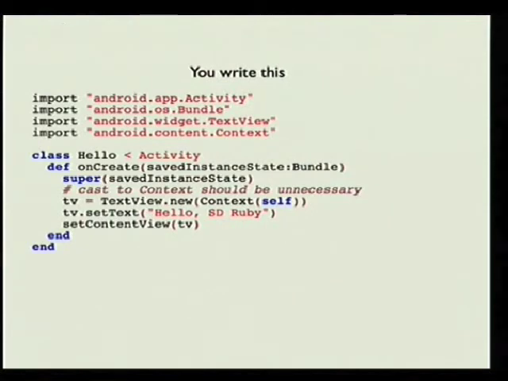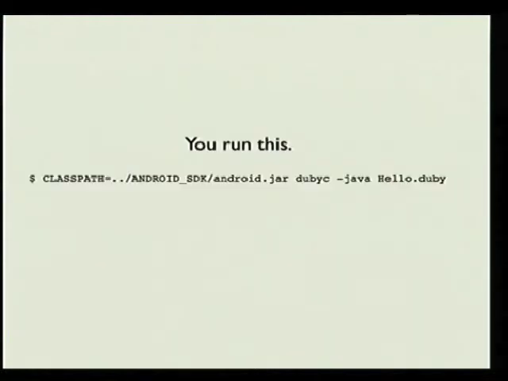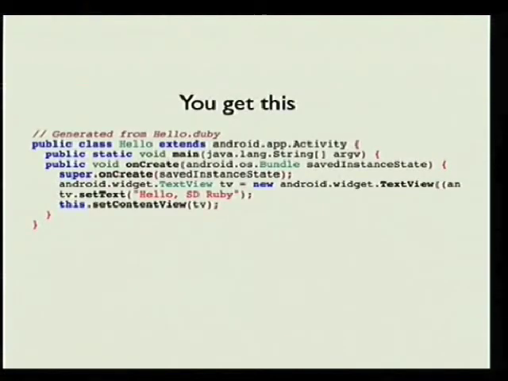So you would write this, which again is very Ruby-ish, and it should look very familiar to people who deal a lot with JRuby. You would run this, which, if you used Java before, you use javac to compile the Java files. You would run dubyc with the Java flag to output Java. hello.duby was the previous slide, and then what you would get is that. That would come out the other end.